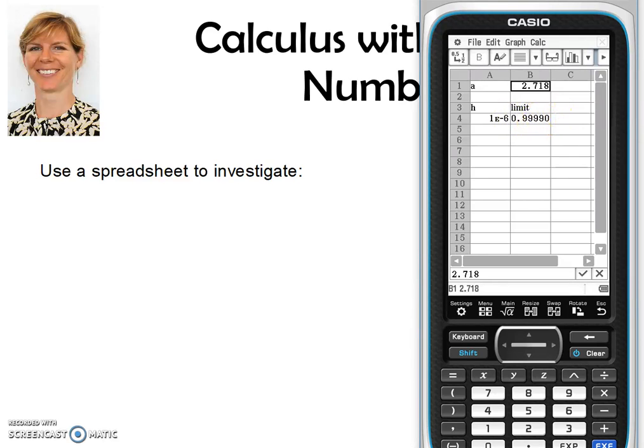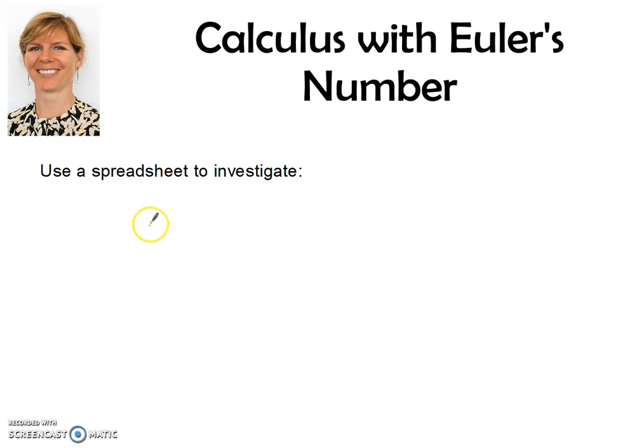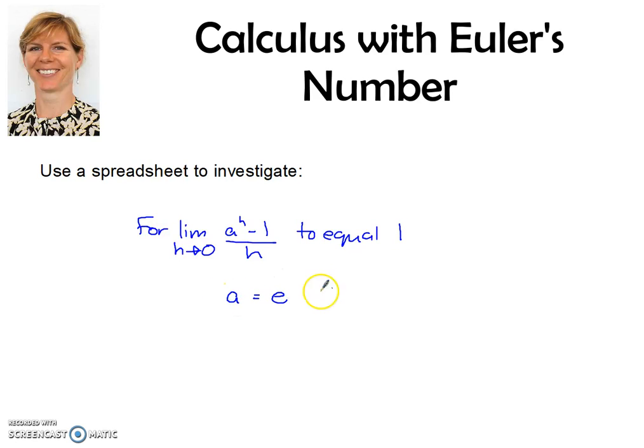Okay, so what you end up with there is when you use your spreadsheet to investigate, you'll find that for the limit of this one over h, for that to equal 1, a equals e, Euler's number. Okay, and therefore the derivative of Euler's number e to the x is just itself. So that's the proof that you need to sort of be aware of with that one.